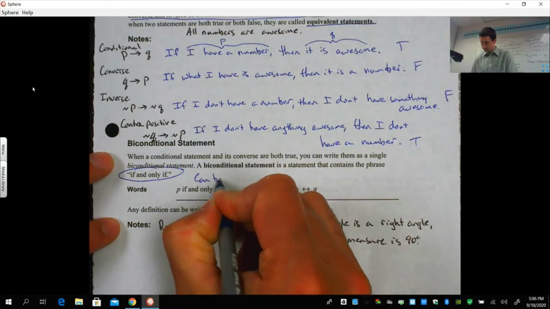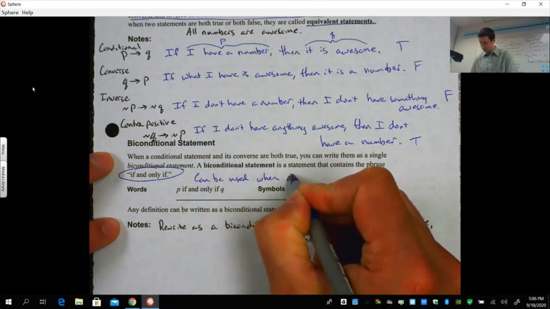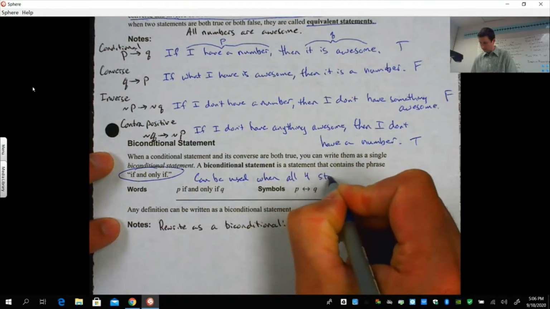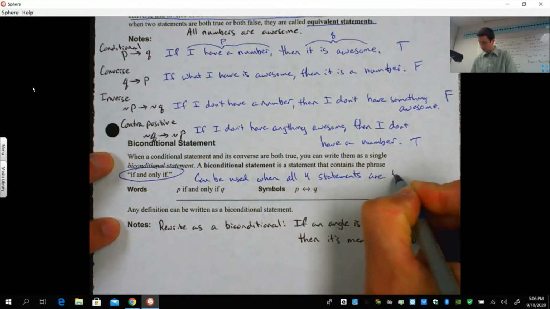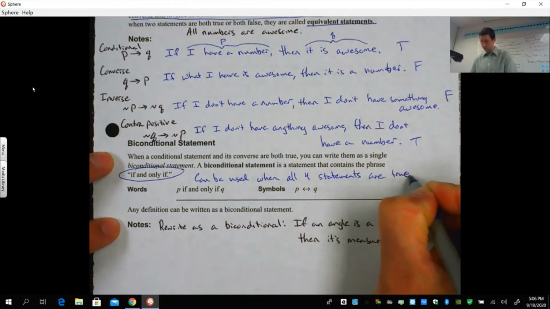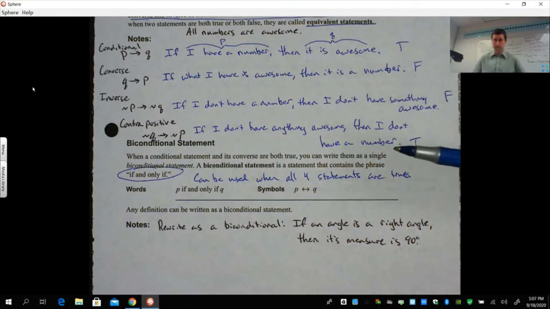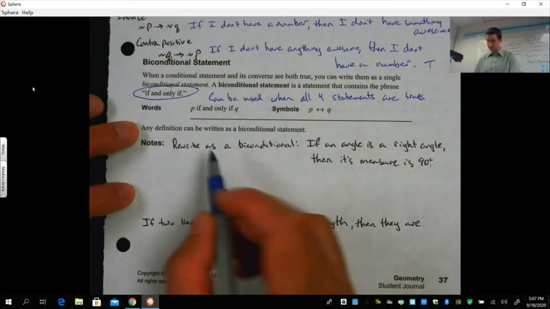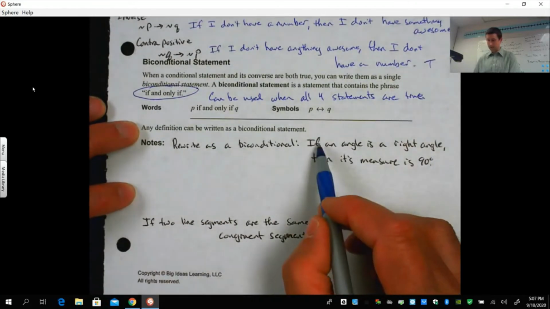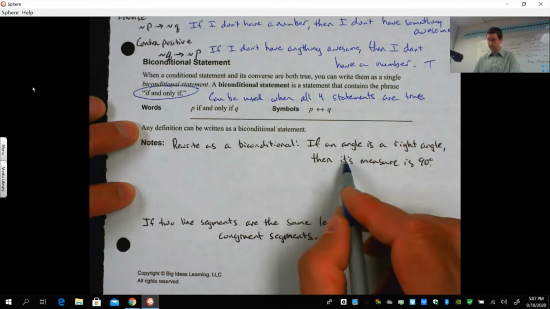So this can be used when all four statements are true. So when it works both ways. Conditional is true, converse is true, inverse is true, and contrapositive is true. So any definition can be written as a biconditional. So let's rewrite this as a biconditional. If an angle is a right angle, then its measure is 90 degrees.